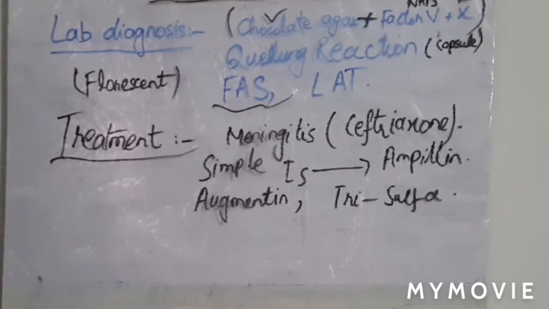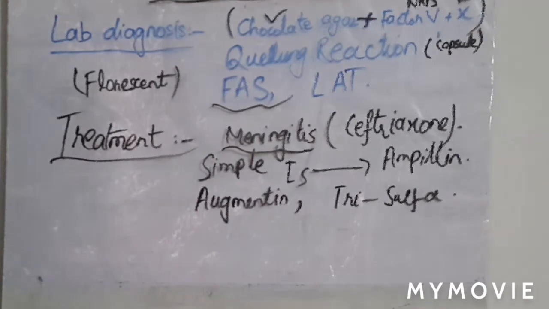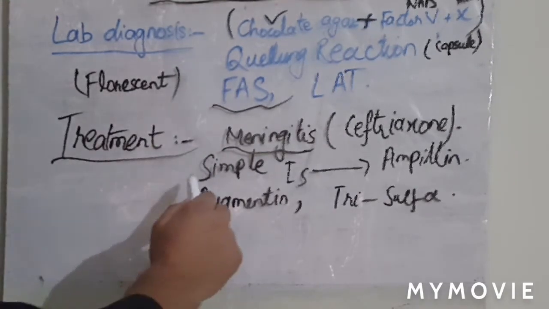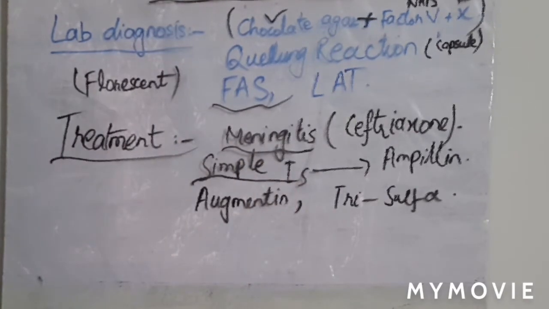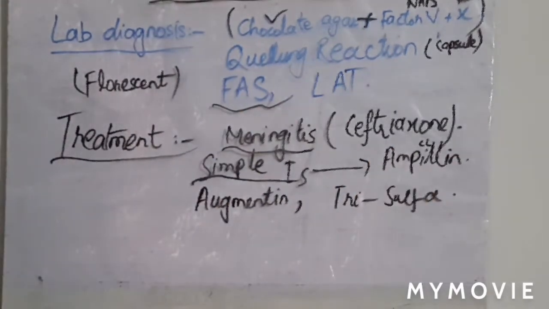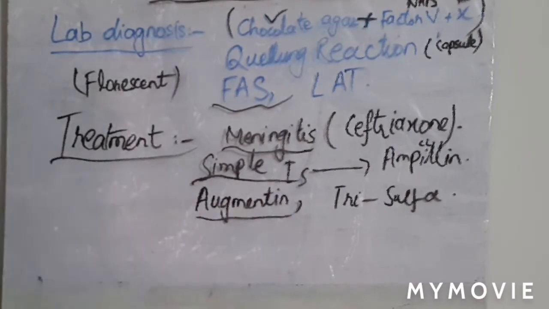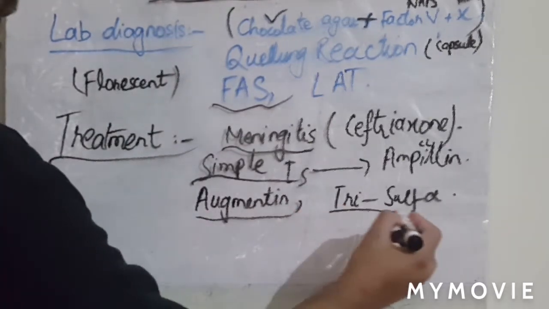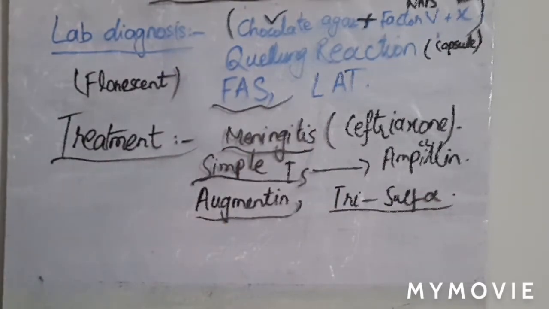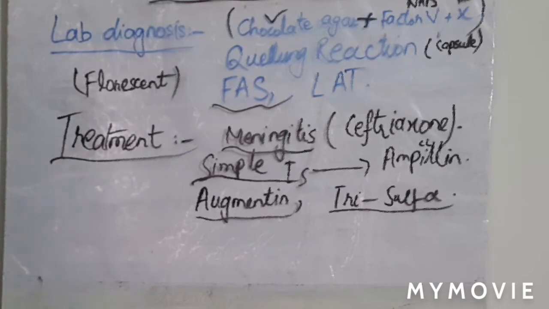What is the treatment? For the treatment of Haemophilus influenzae meningitis, we use ceftriaxone. For simple infections of Haemophilus influenzae, we mostly use ampicillin. For sinusitis and otitis media, etc., we mostly use Augmentin that contains amoxicillin plus clavulanic acid, and we can also use trimethoprim-sulfamethoxazole. This is all about the treatment of Haemophilus influenzae infections.